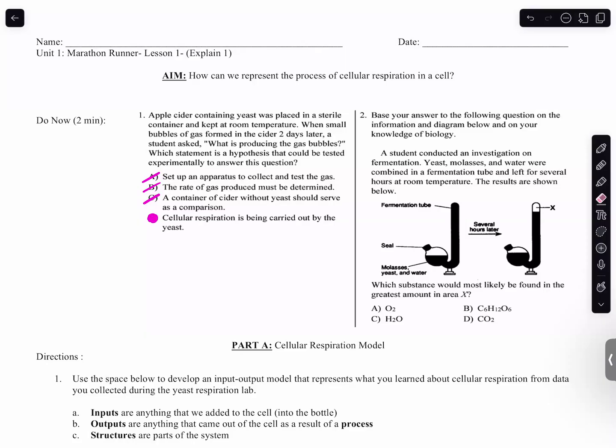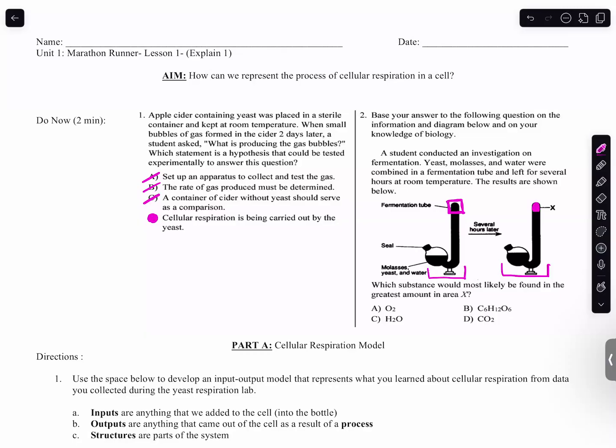So inside of the tube, we have molasses, yeast, and water at the start, which is in the first setup. And then over a couple of hours, we see that there's a little bit of X towards the top that wasn't present a couple of hours prior, all right? Which substance would most likely be found in the greatest amount in area X, right? So let's see if we can cross out anything that doesn't make any sense to us, right?